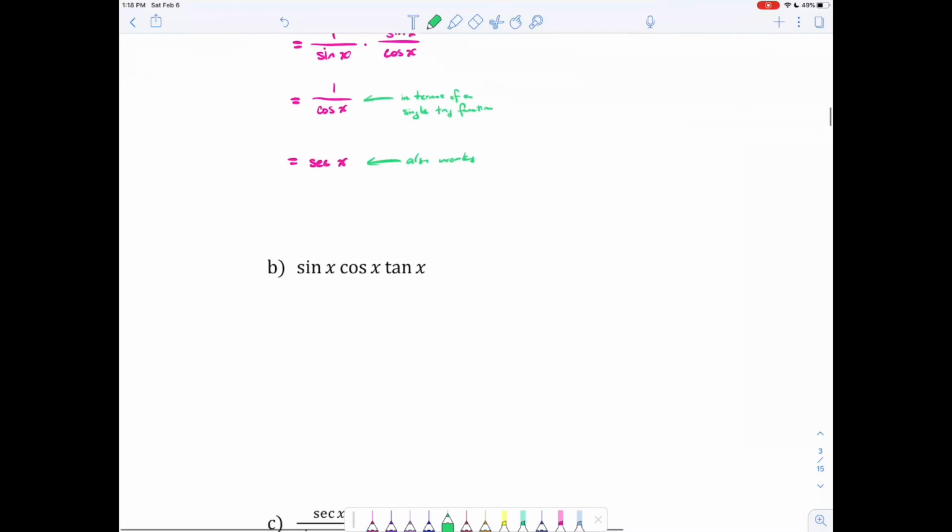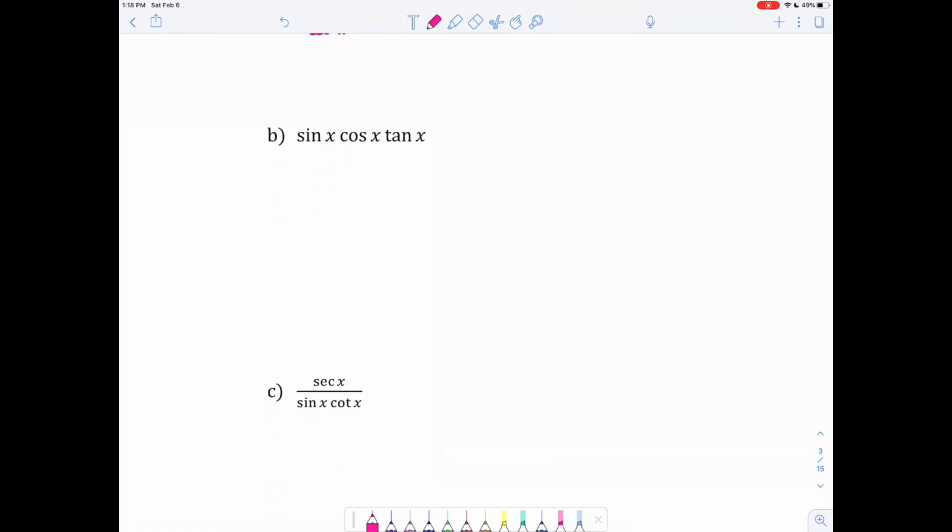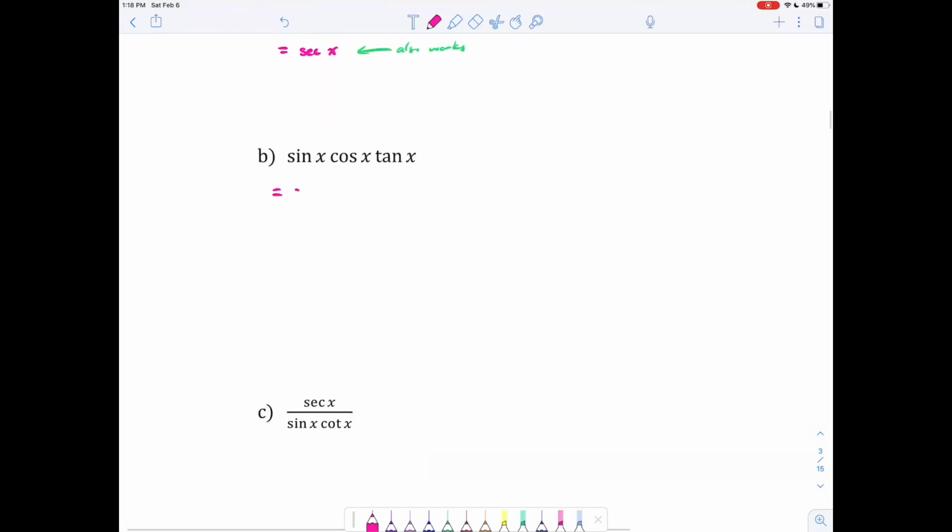This next one, I don't really feel like rewriting sine or cos, so I'll keep those the same. But tan, I'll rewrite as sine x over cos x. It's such a great one. Gotta love tan. And the cos x's will cancel each other out, so I've just got sine x times sine x. And to write that more succinctly, it's sine squared of x.